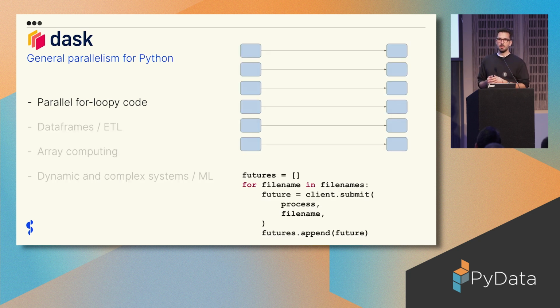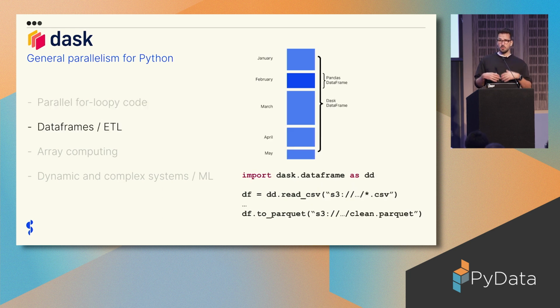The easiest example would be something like this, where we have a bunch of files that we just want to process in an embarrassingly parallel fashion. No interactions between the tasks. Dask can do that for you. But Dask can do much more than that.